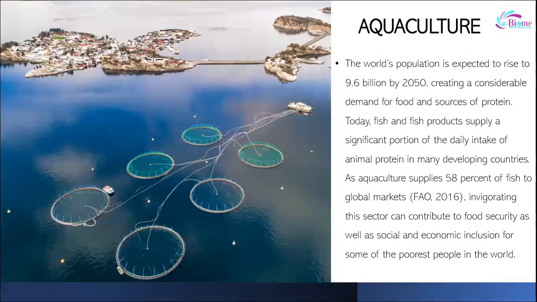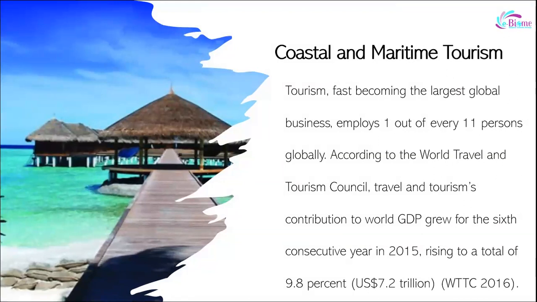You have aquaculture. The world's population is expected to rise to 9.6 billion in 2050, and this creates a considerable demand for food and sources of protein. Today, fish and fish products supply a significant portion of the daily intake of animal protein in many developing countries, as aquaculture supplies 58% of fish to global markets. Invigorating this sector can contribute to food security, as well as social and economic inclusion for some of the poorest people in the world. There is also coastal and maritime tourism.